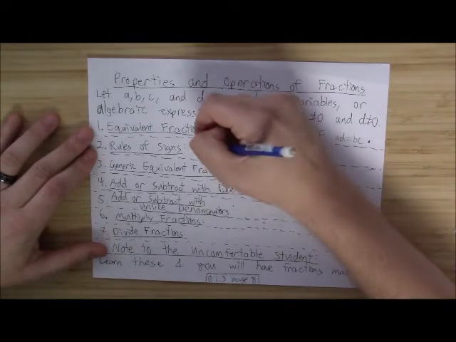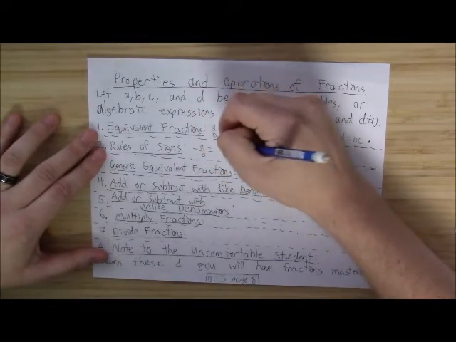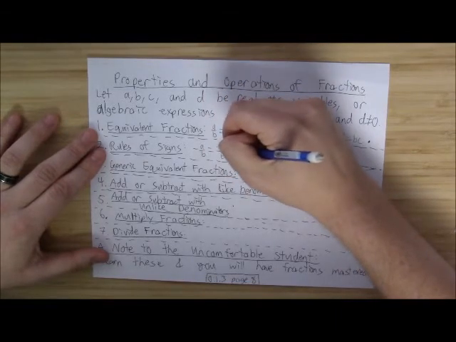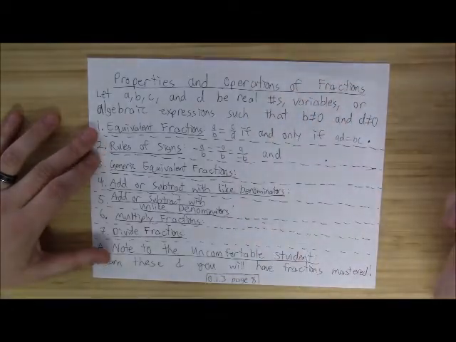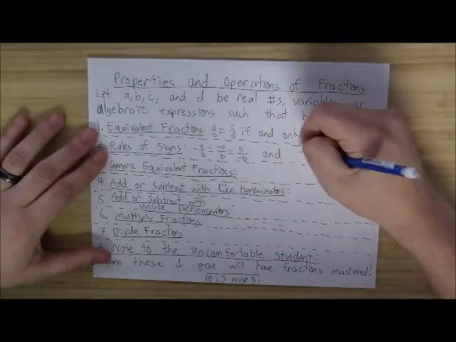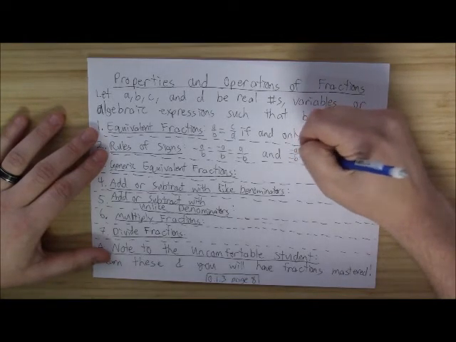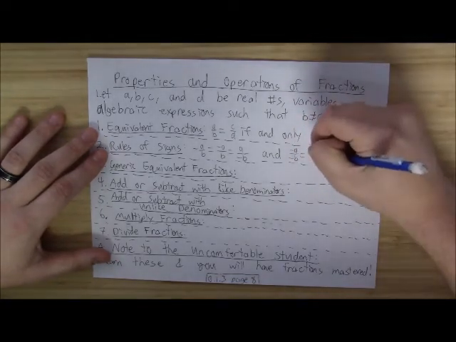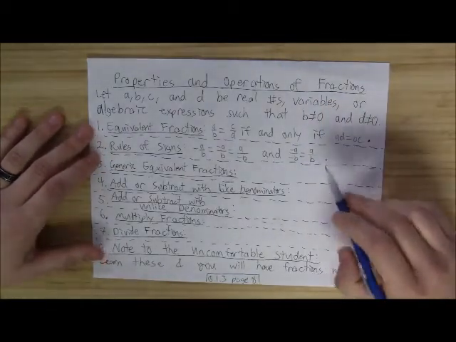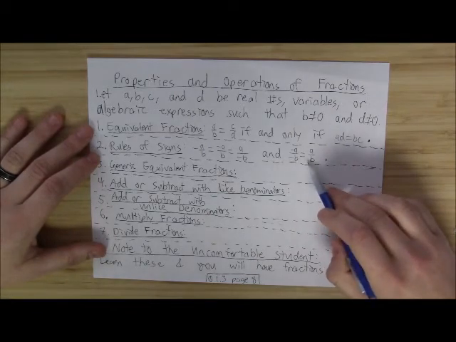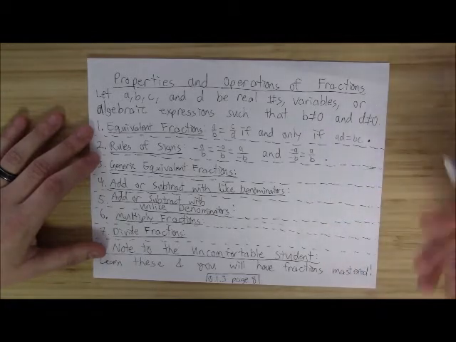Rules of sign says that if I do negative A over B, I can put the negative in the top, or I can put the negative in the bottom. It doesn't matter, they're all the same. Also, we know that if you have a negative in the top and a negative in the bottom, they cancel. This is, again, because of how we define division, which is as a multiplication. We know that multiplying two negative numbers cancels out the negatives.